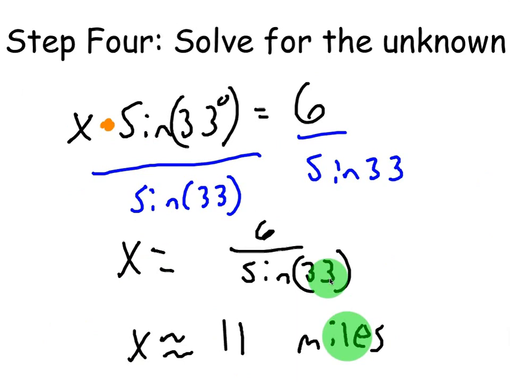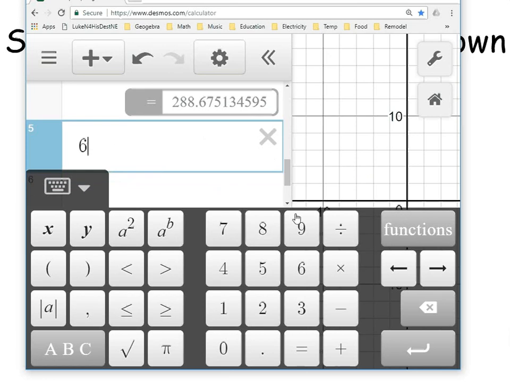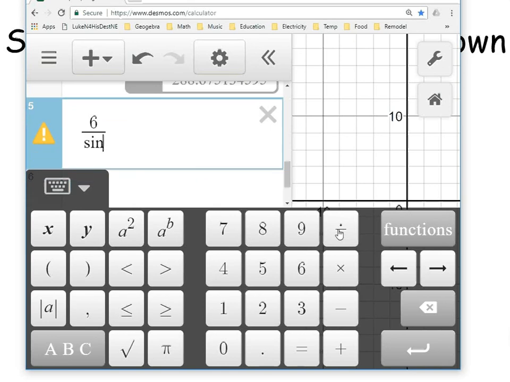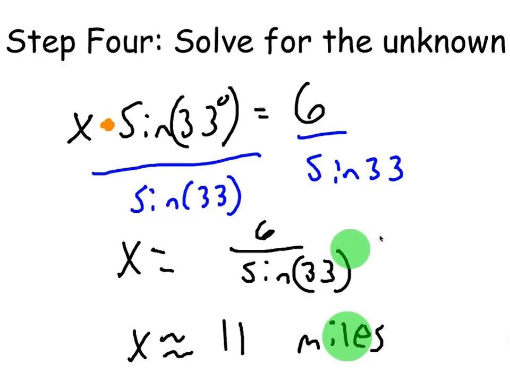So whenever x is on the bottom, you do end up typing something in your calculator where you have a number on top and a trig function on the bottom. Going back to our calculator, we're going to type in 6, and then we're going to use this division sign right here, divided by, and you can actually just type in SIN on your keyboard, sine, and then 33. We get 11.016. Round to the nearest mile, and that's 11 miles.